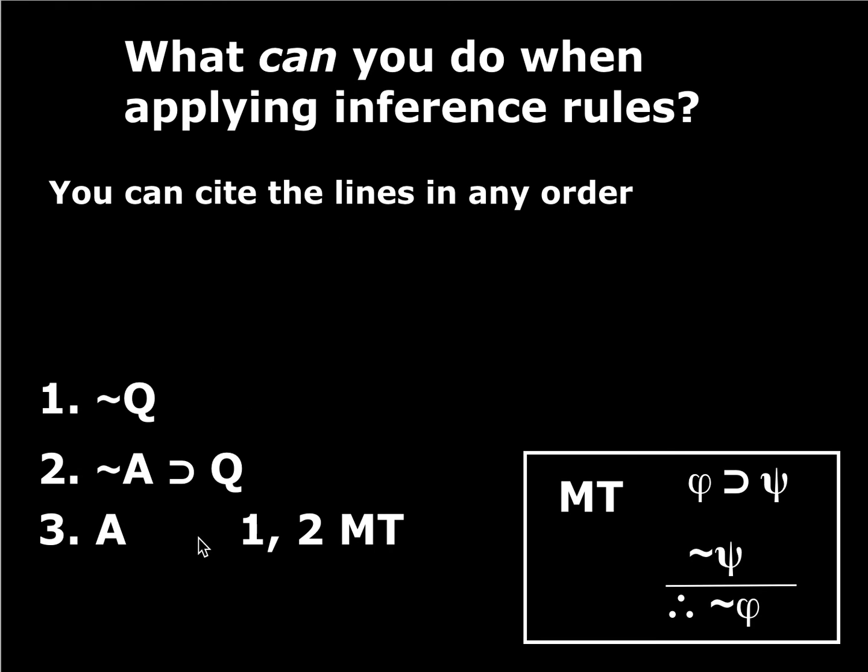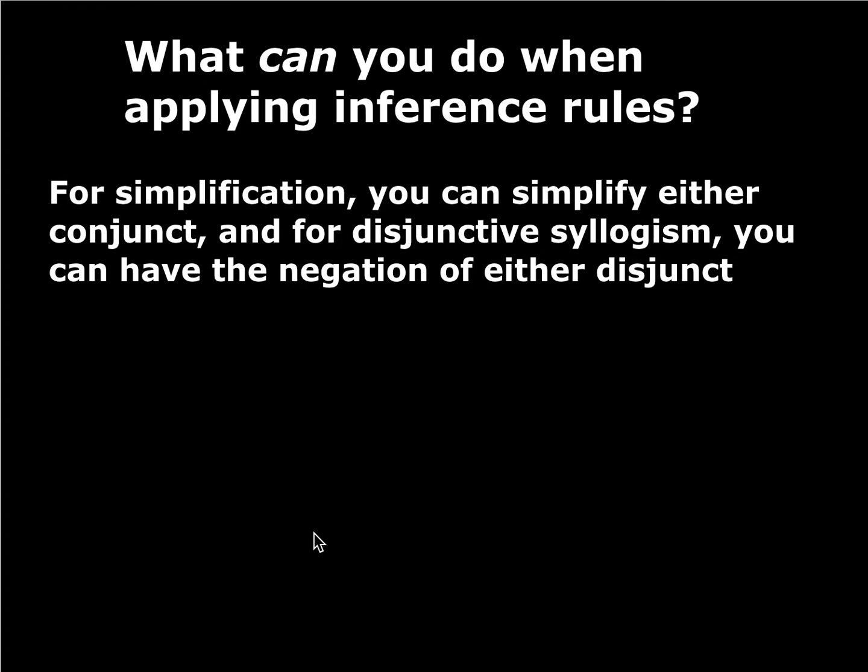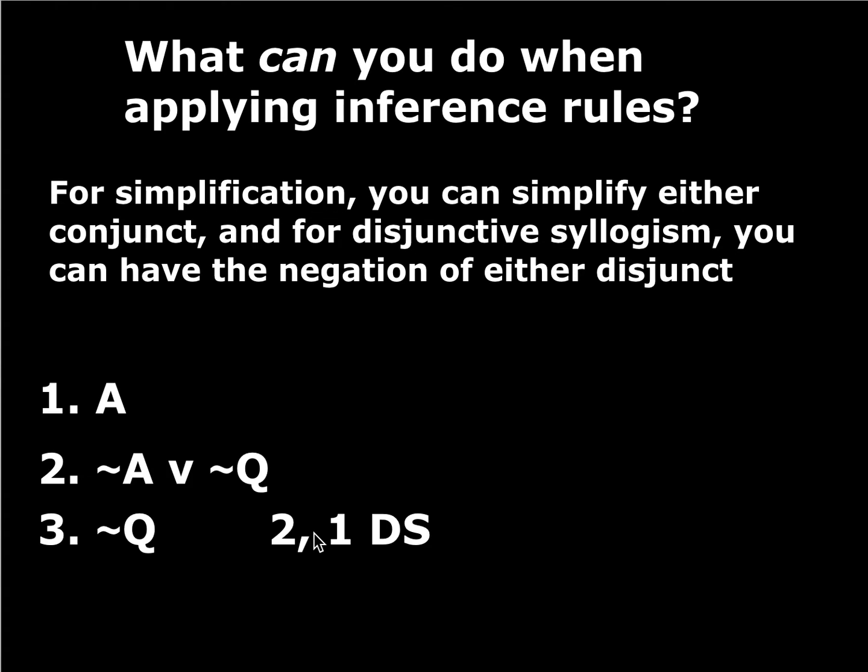So here's modus tollens again. This could be 1, 2 modus tollens, but I could also cite 2, 1 modus tollens. So the order that these lines appear in doesn't matter. What matters is that you've got the rule and you've indicated the lines you've applied the rule to. We haven't got these two rules yet, simplification and conjunction, but I'll just go ahead and tell you now. For simplification, you can simplify either conjunct off. And when you do conjunction to join two things into a conjunction, you can put the two conjuncts of the conjunction you just created in either order.